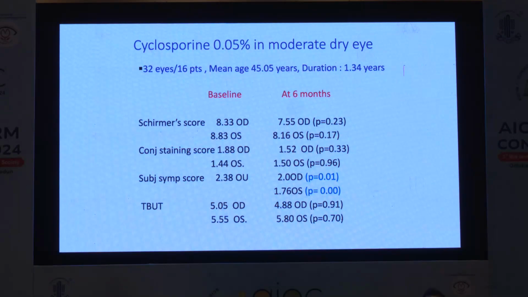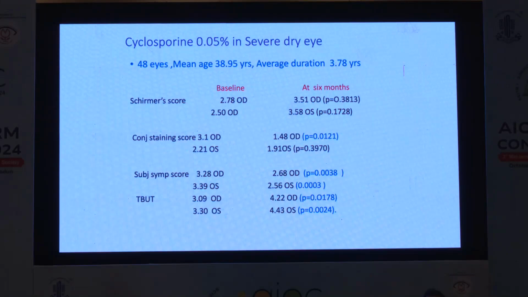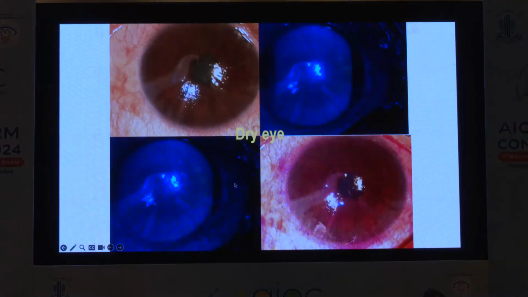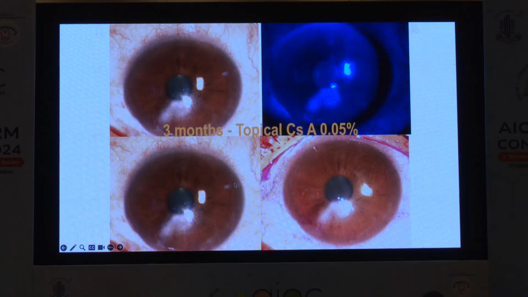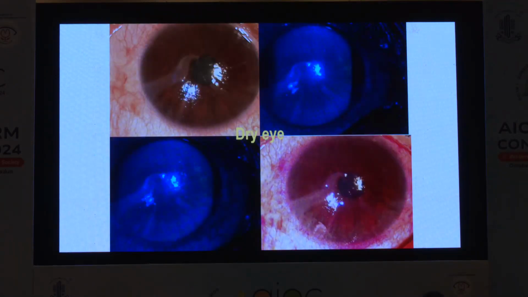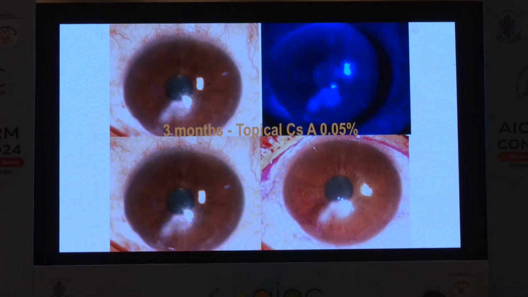These were the baseline parameters. The subjective symptom scores did improve, and also the Schirmer score, conjunctival staining score, and the tear breakup time. And you can see that all these parameters are significantly different. So these are some of the results from there. So this is a case which was inflamed, and after treatment it does become non-inflamed and there is no staining.